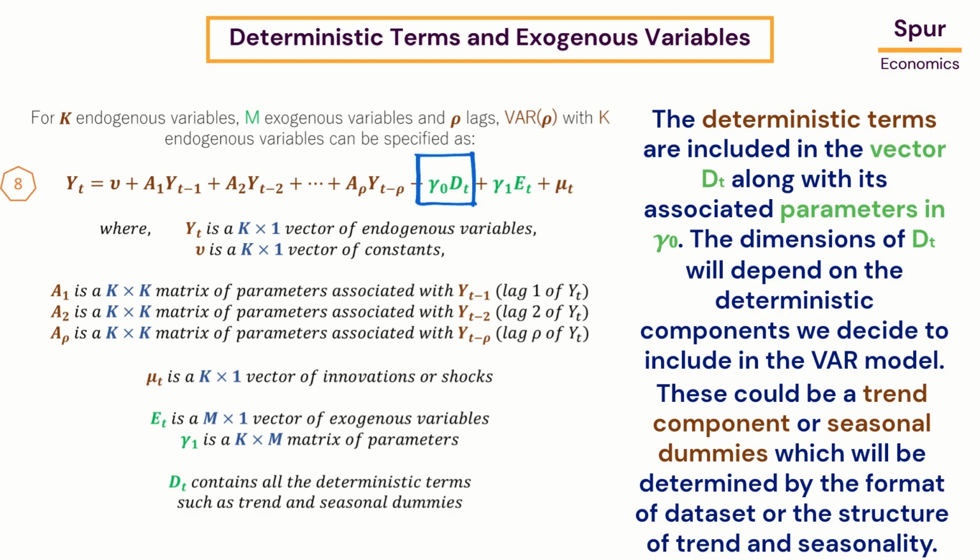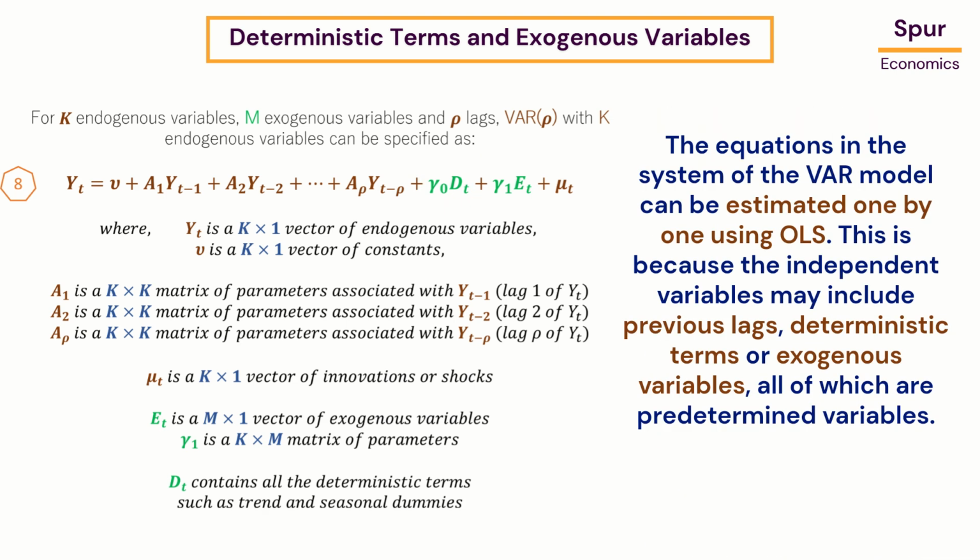The deterministic terms are included in the vector dt along with its associated parameters in gamma 0. The dimensions of dt will depend on the deterministic components we decide to include in the VAR model. These could be a trend component or seasonal dummies, which will be determined by the format of dataset or the structure of trend and seasonality.